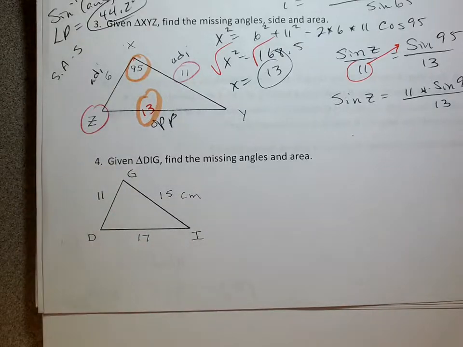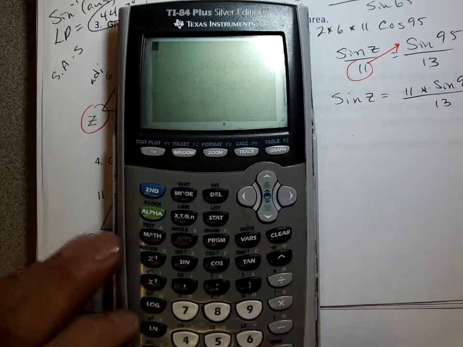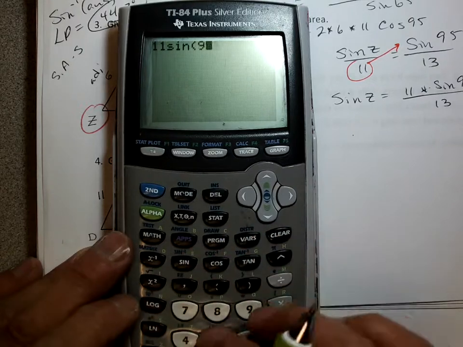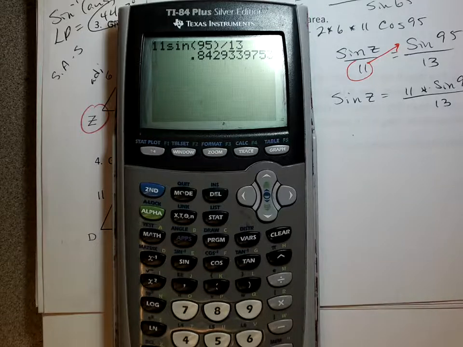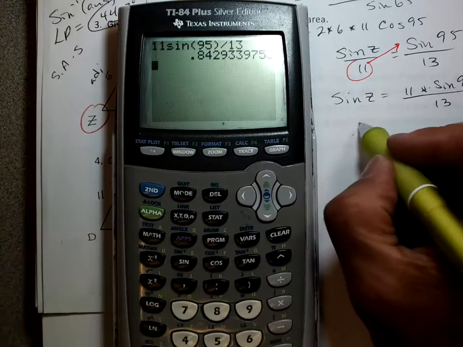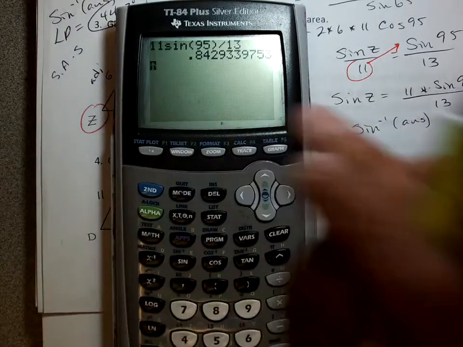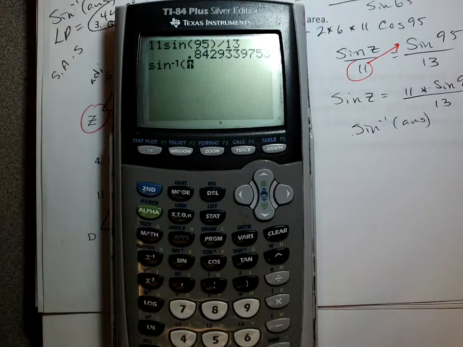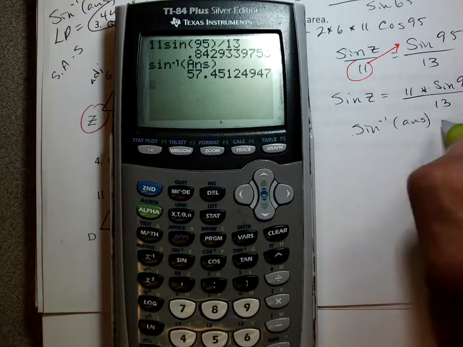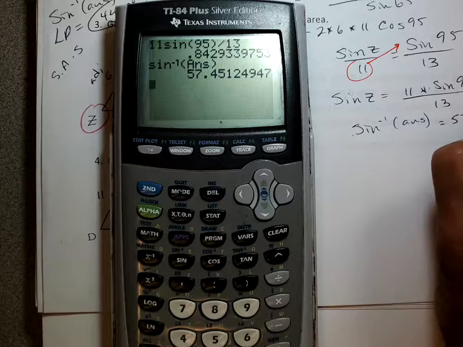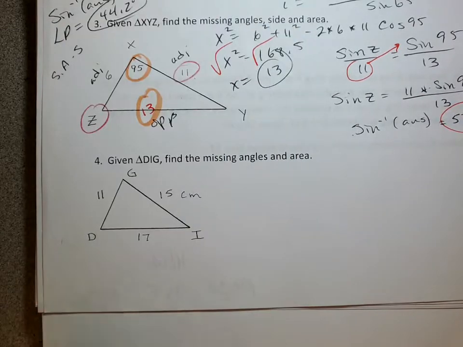I'm just going to use my calculator. I'm going to put that in there. I'm going to go 11 sine 95 divided by 13. And I am going to get a decimal. I kind of figured that because I knew I was going to have to sine inverse that, right? Sine inverse my answer. Okay. And I get about 57.5. Okay. I'm going to circle that and put that back in my triangle, okay?